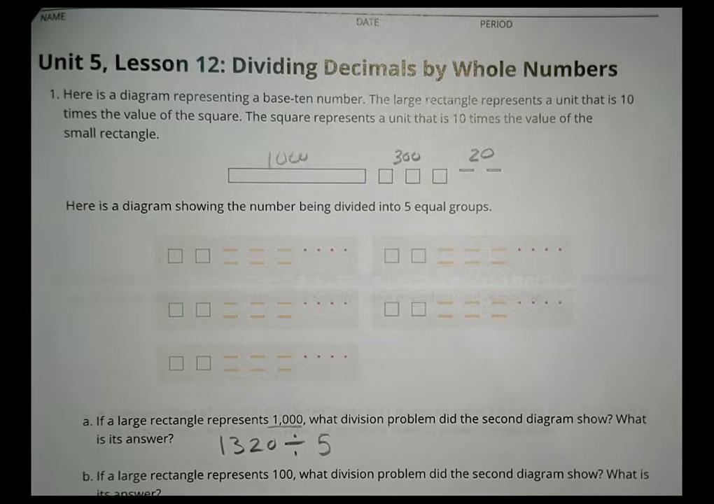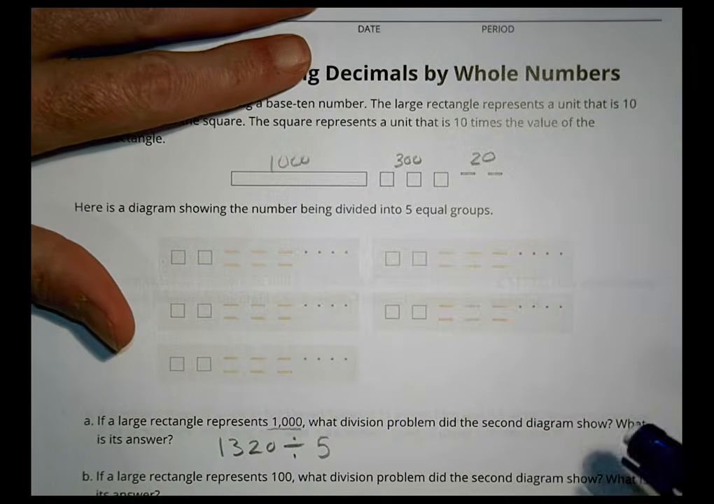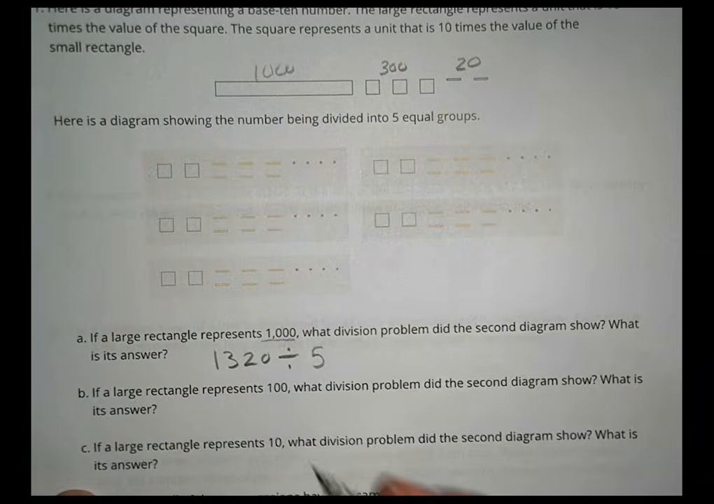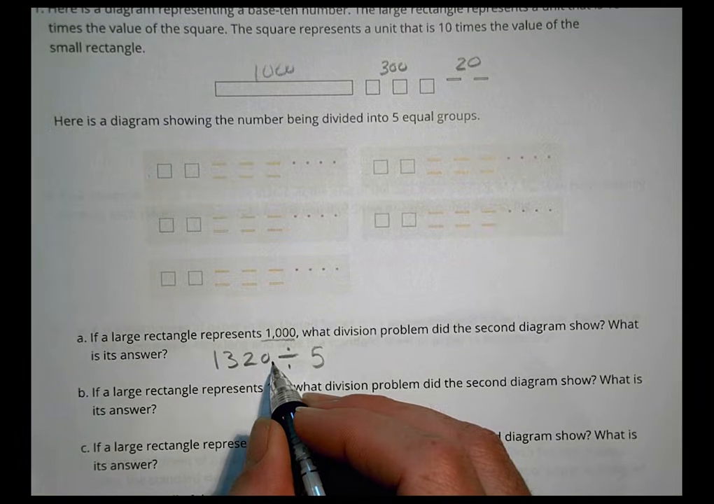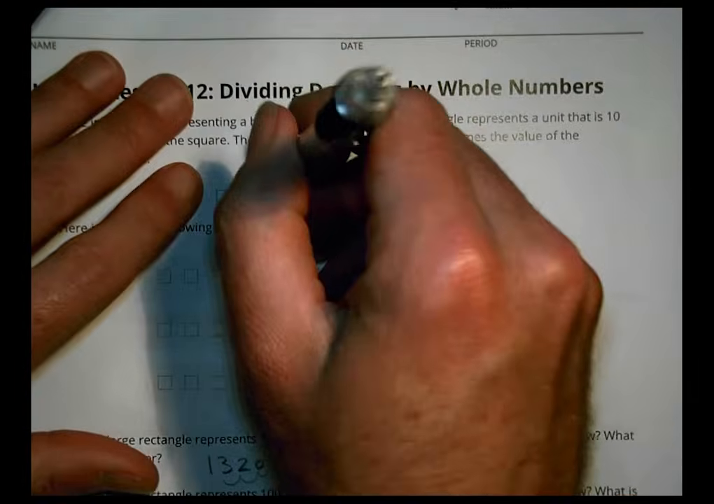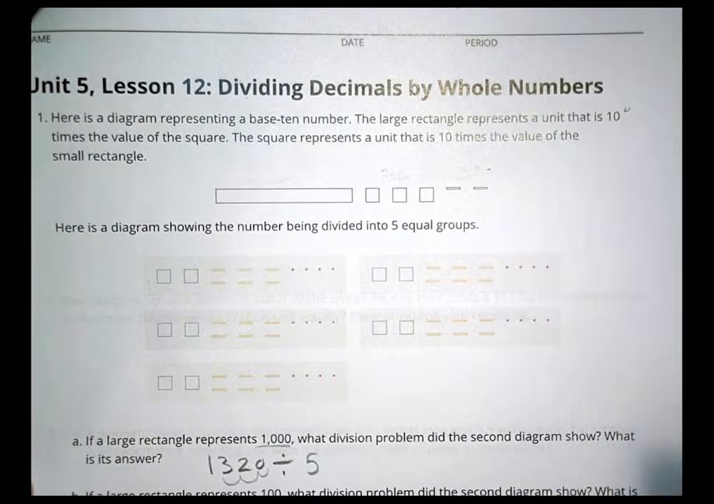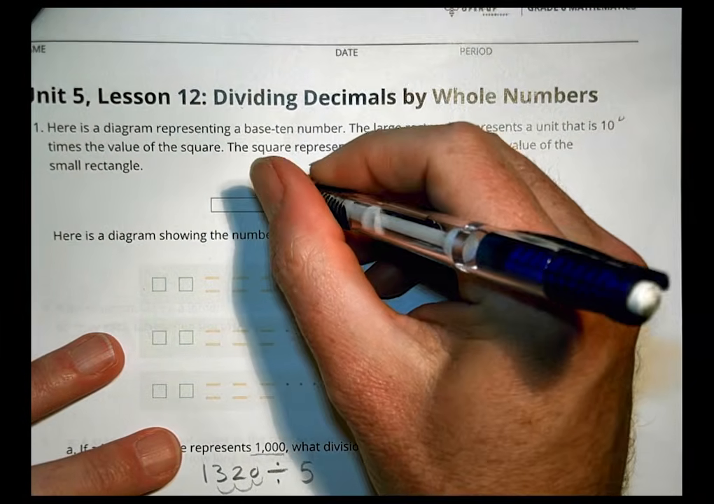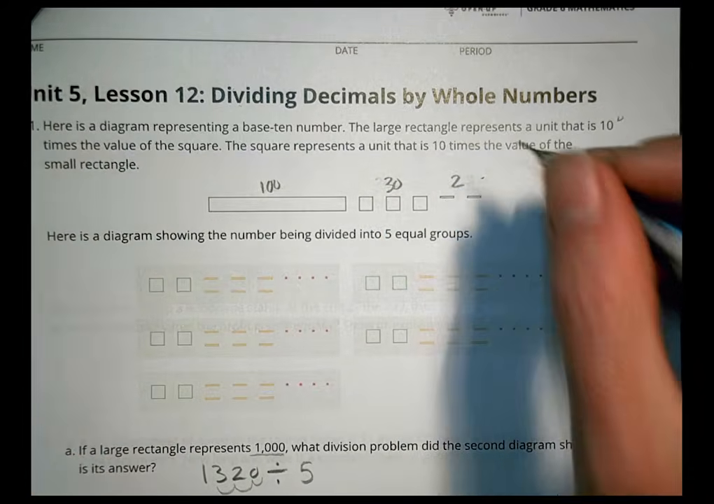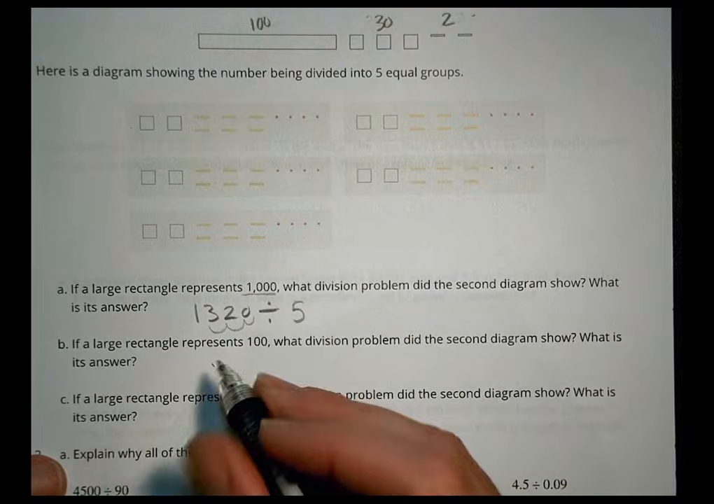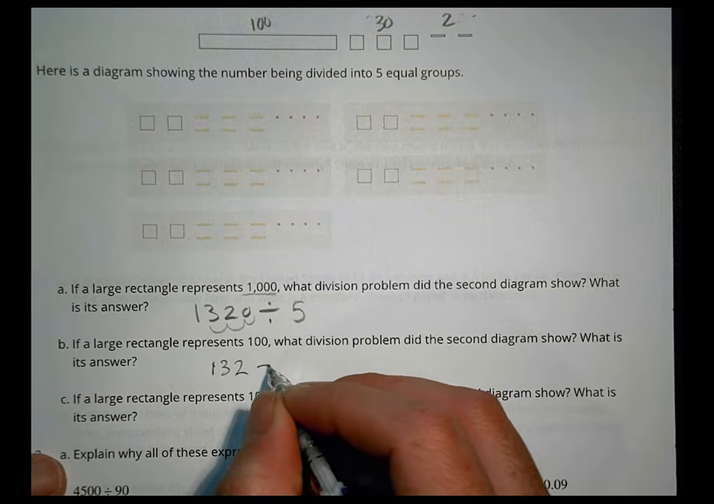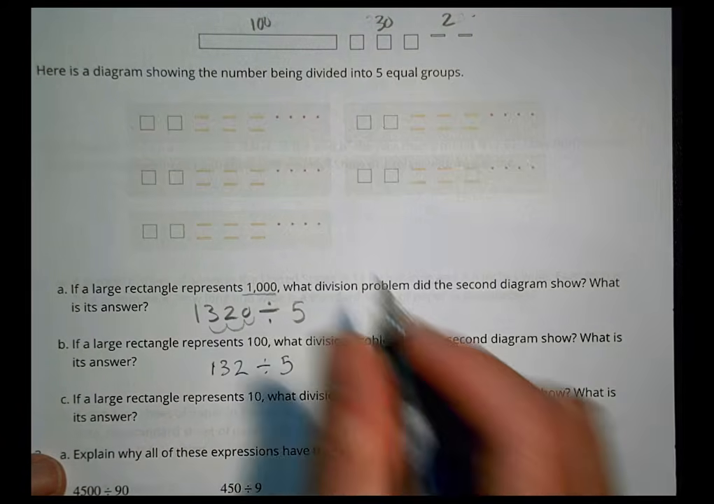So if that's going to be 100, then what happens here is we're going to move everything to the left, right? So we move this divided by 100. 1, 2, 3. We'll show you here. Easier. So if this is 100, then this becomes 100 there. This becomes 30, and this becomes 2. So we would say we have 132 still divided by 5 groups because the groups are still 5.